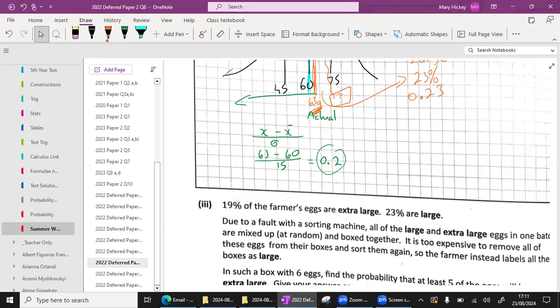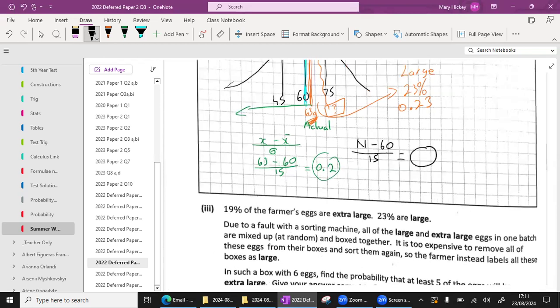Now, if it is 0.2, our standardized score, what we would really like is to know the standardized score of the other one. Well, unfortunately, I don't have a figure. So we'll just put in the n, this unknown figure, minus the mean, which is 60, all over 15. So I can still do that, but it doesn't give me an actual answer like I got on the left.